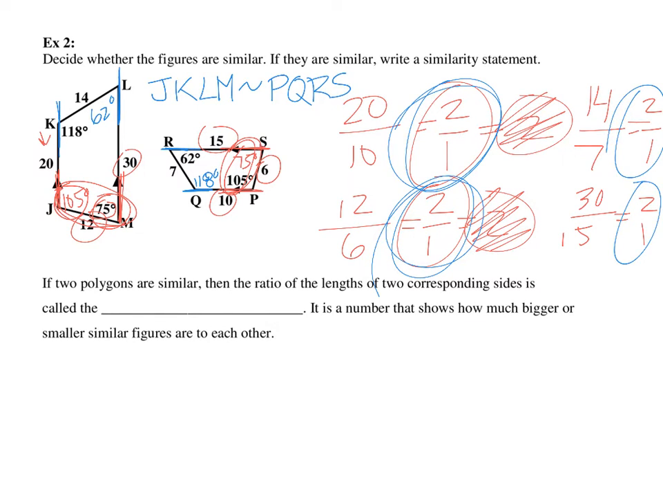Now, if two polygons are similar, then the ratio of the lengths of two corresponding sides is called the scale factor. It is a number that shows how much bigger or smaller similar figures are to each other. This is the scale factor right here in this example: 2 to 1, going from the larger figure to the smaller figure.